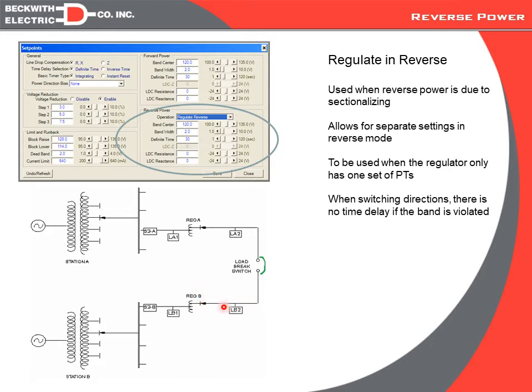This regulator's load side is right here, so the PT is right here to monitor the load side voltage. And if we're using line drop, we're regulating this portion of the circuit, so we would be calculating our R and our X off of that impedance and that load flow. So that's in the normal mode.